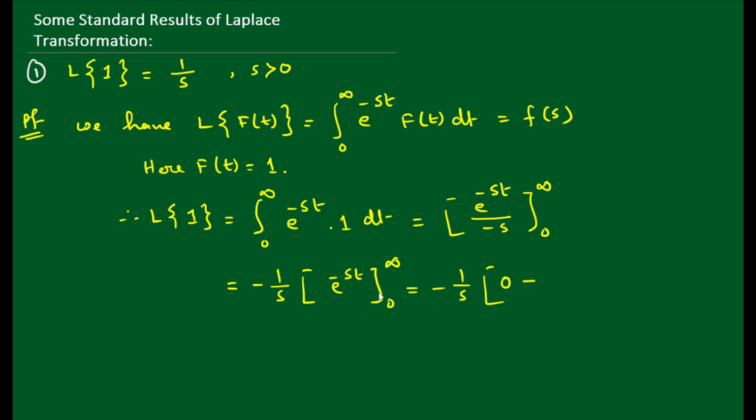In place of t, if we put 0, this is e to the power 0, and anything to the power 0 is 1. So minus minus plus, we get 1 by s. Okay, so it's simple, 1 by s. This is our first result or first formula: the Laplace transformation of 1 is 1 by s, where s is greater than 0. Why s greater than 0? Otherwise, if it is 0, then something by 0 is undefined, and for negative values this is also not defined.